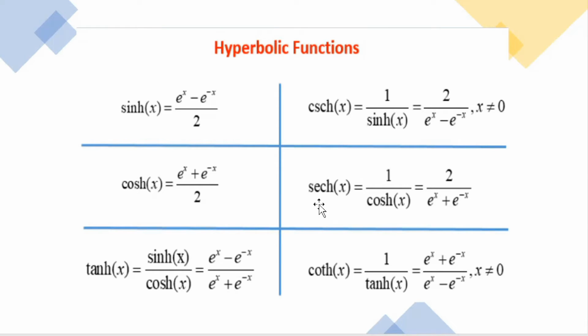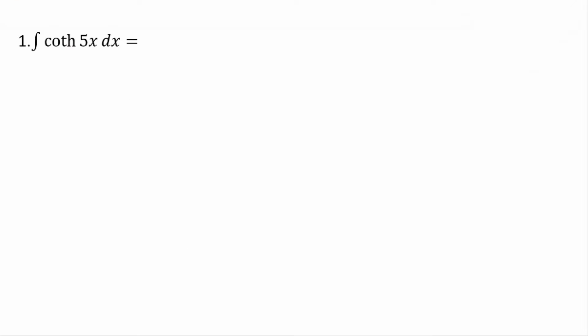And also for the hyperbolic secant of x, we use the reciprocal identity, which is now 1 over hyperbolic cosine of x, which is now taking the reciprocal of hyperbolic cosine of x. So we have that definition. And for the hyperbolic cotangent of x, we take also the reciprocal identity of cotangent. So that's why we have now 1 over hyperbolic tangent of x. So it's equal now to e raised to x plus e raised to negative x all over e raised to x minus e raised to the negative x, provided that x is not equal to 0. Okay, so let's start with the exercises.